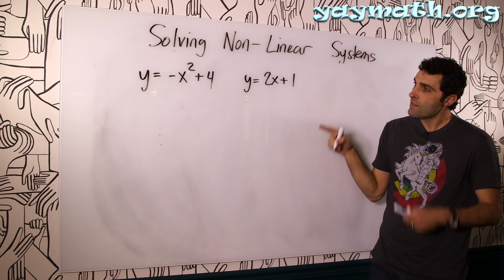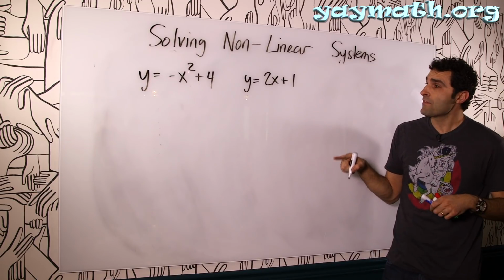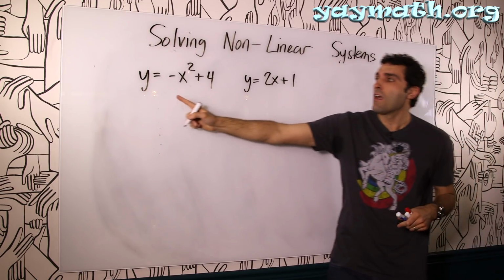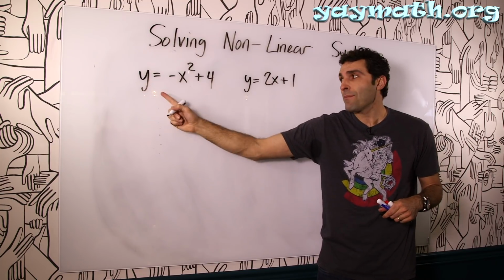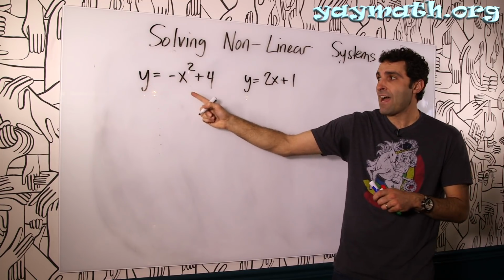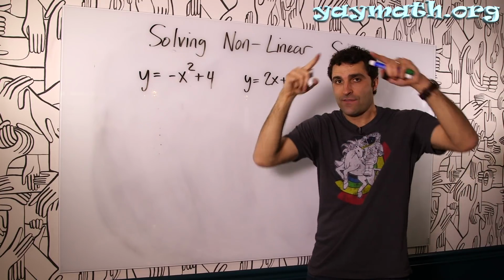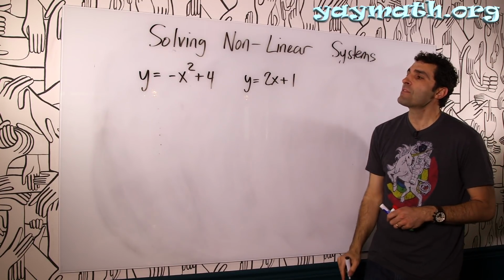Okay, with these, we notice two different types of graphs as well, nonlinear. This one, we see only one of the variables is squared, so that's a parabola. This parabola is facing down. y equals negative x squared faces down. And this happens to be a line.